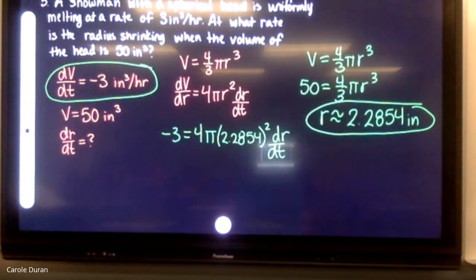I'd like for you to do that on your own right now, and then write down the decimal and we will compare. Solving for dr dt.